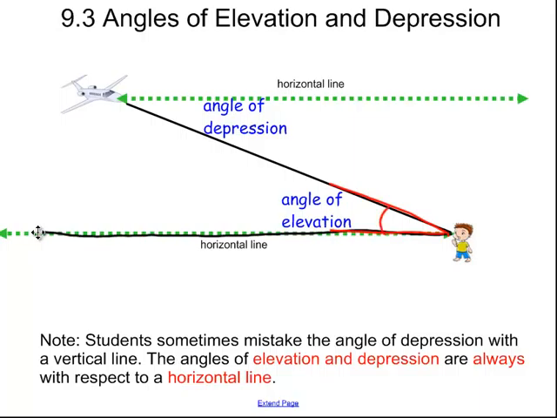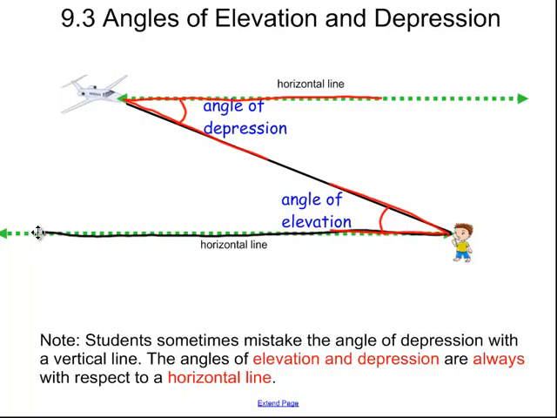the angle of elevation. By the same token, if I'm in the plane, I have a horizontal line, my line of flight. I have the angle that I'm looking down to see this boy. The angle that is formed here is called the angle of depression. Please read the note at the bottom.